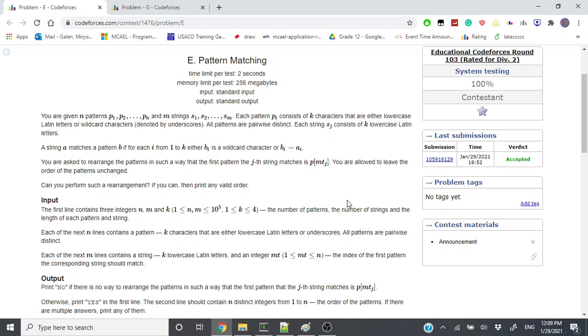For E, this is kind of a weird one. Would 27 to the 5th pass? Would they be kind of close? So probably not.